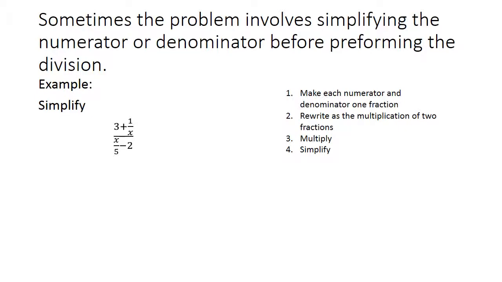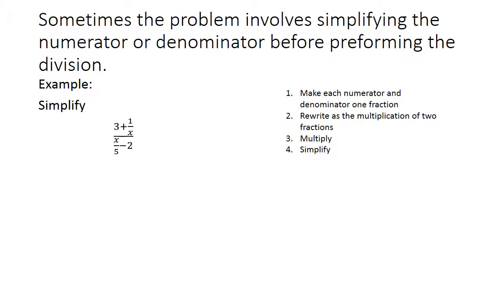Sometimes the problem involves simplifying the numerator or the denominator before you actually perform the division. So you might have to do a little bit of figuring stuff out with the numerator and the denominator. Notice in this case, I have 3 plus 1 over x. So I don't have just one fraction. I can't flip the 1 over x and assume that it's going to change into multiplication.